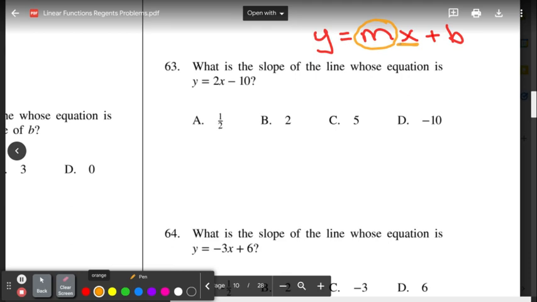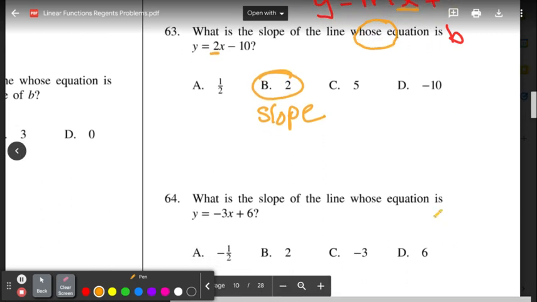So let's look at problem 63. What is the slope of the line whose equation is y equals 2x minus 10? The 2 is touching the x, so that's our slope. If you know what you're looking for, these problems go very quickly.